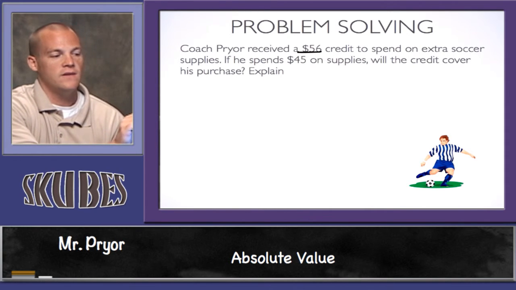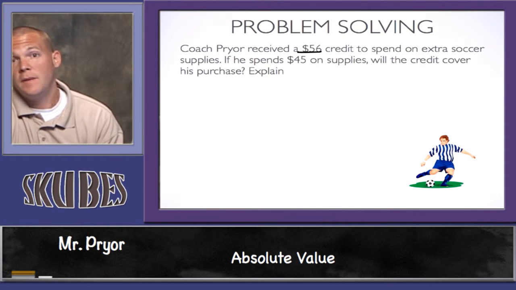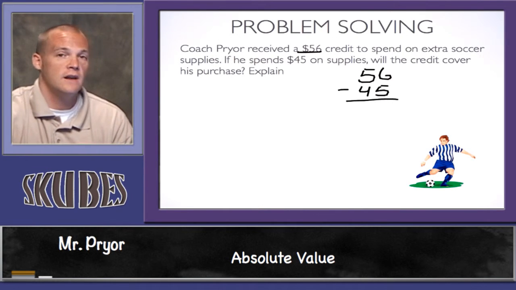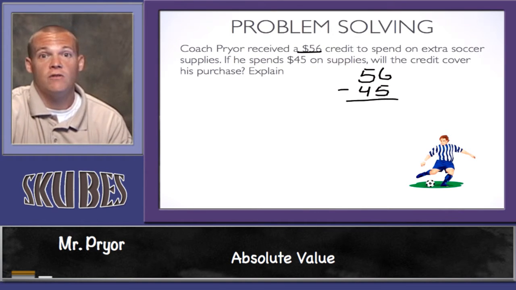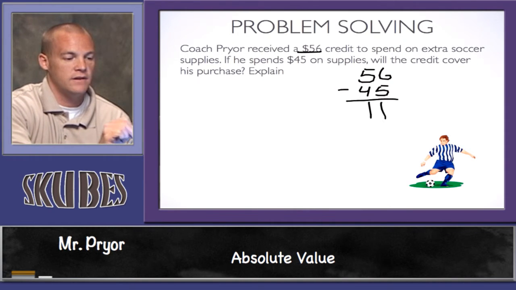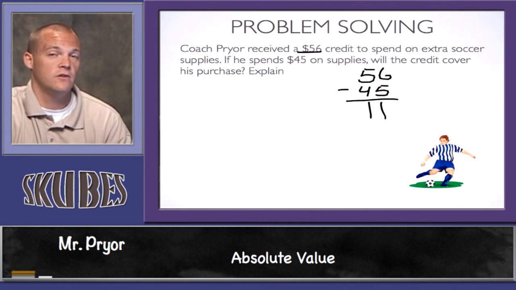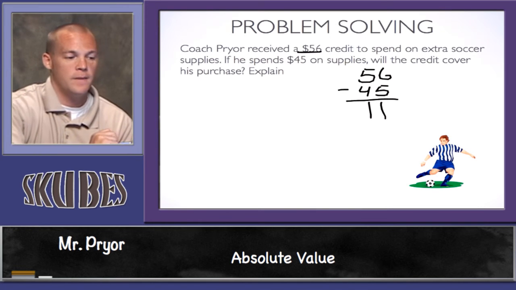So in this case, Coach Pryor received a $56 credit. Will $45 be covered if he spends that much? This is basically simple subtraction because if he has a $56 credit, he can subtract the $45 and we can see if it actually will be covered. So 56 minus 45, we can see that we get 11. Now, where absolute value comes in is because a lot of times they'll denote credits as maybe being a negative 56. But in this case, you don't have to think of it like that. You can simply say he has $56 to spend.